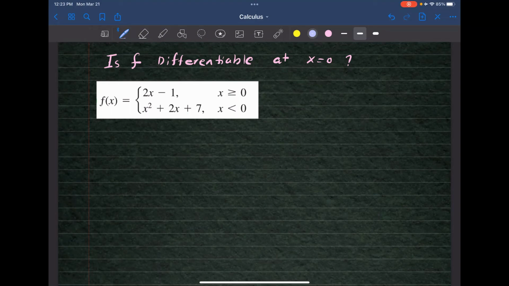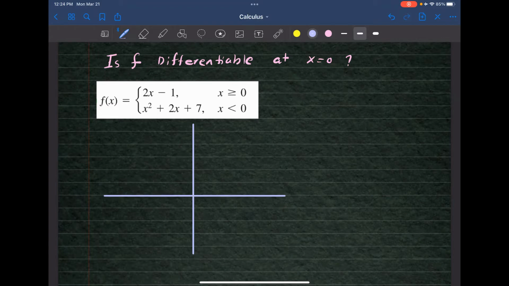So we want to test if this function is differentiable at x equals 0. One way to do it would be to test if the left-hand derivative and right-hand derivative are equal to each other. Another way to do it would be to actually graph the function and then try to see if those derivatives exist. But let's take a look at how the graph looks.